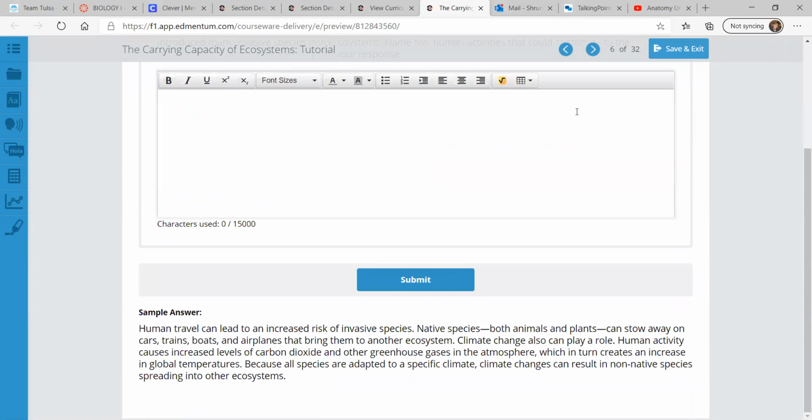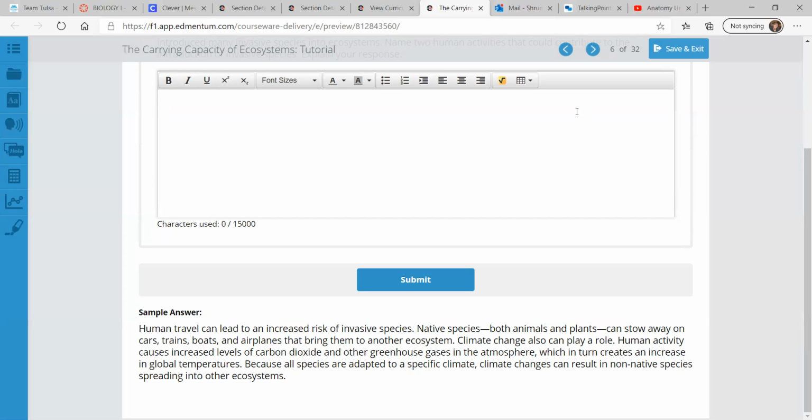The sample answers: human travel can lead to an increased risk of invasive species. Native species, both animals and plants, can stow away on cars, trains, boats, airplanes, and be brought to another ecosystem.